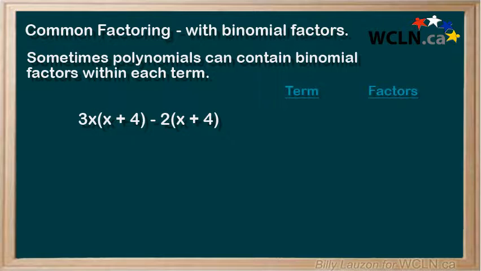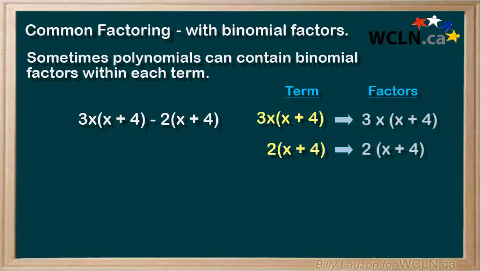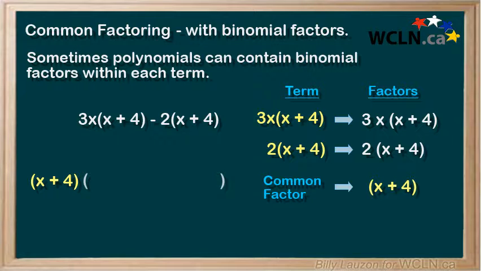Let's take each term over on the right-hand side and break it apart into its factors, leaving the x plus 4 as its own factor. When we do this, we can see that the x plus 4 in fact is a common factor for both terms. So what we can do is pull the x plus 4 out in front, leave a fairly large bracket for our leftovers.